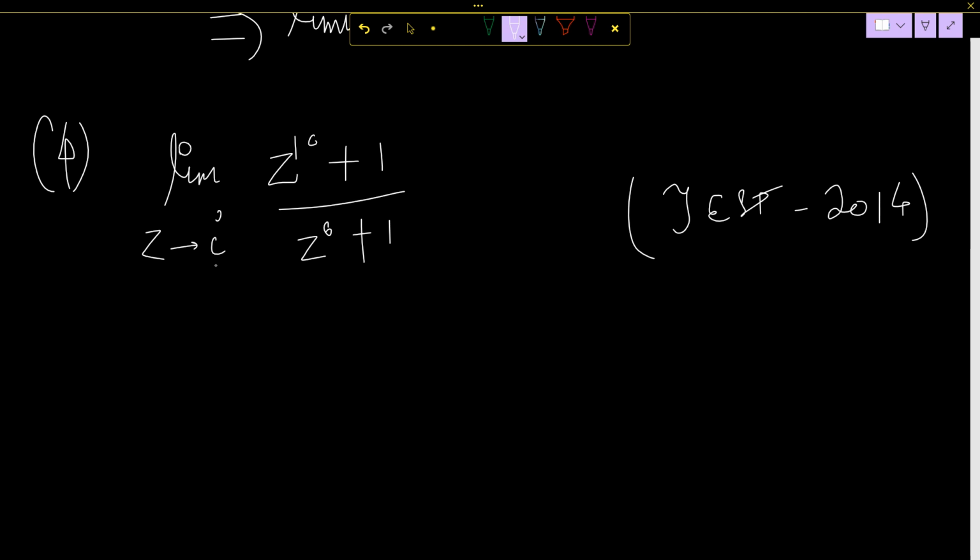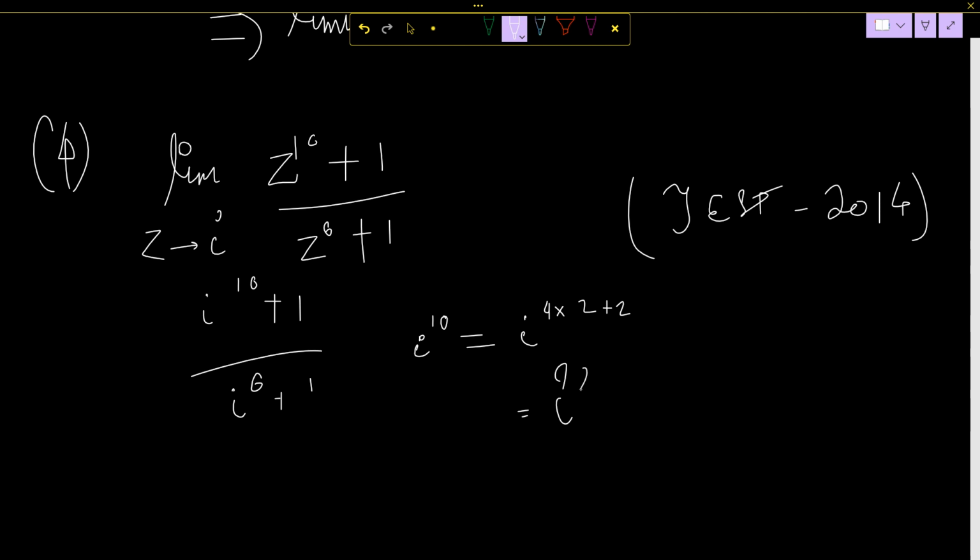Okay, see, i is there in the limit. So if I put i there in both the numerator and denominator, let's see, i to the power 10 plus 1 divided by i to the power 6 plus 1. i to the power 10 is how much? Do you remember? It can be written as i to the power 4 into 2 plus 2. i to the power 4 is 1 and its multiple is 1. So it becomes i to the power 2.